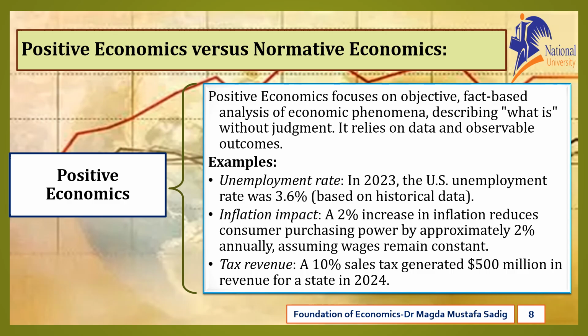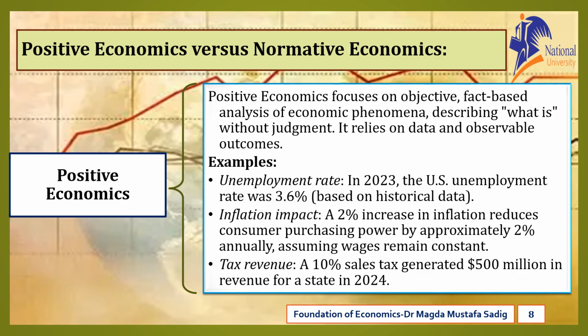Also, inflation and prices. Inflation means prices for things like food or gas go up. So if inflation goes up by 2%, a $100 grocery bill last year now costs $102. So if your income doesn't change, you can buy a little less. This is positive economics. It describes how prices affect buying power using facts without saying if it is fair or unfair.